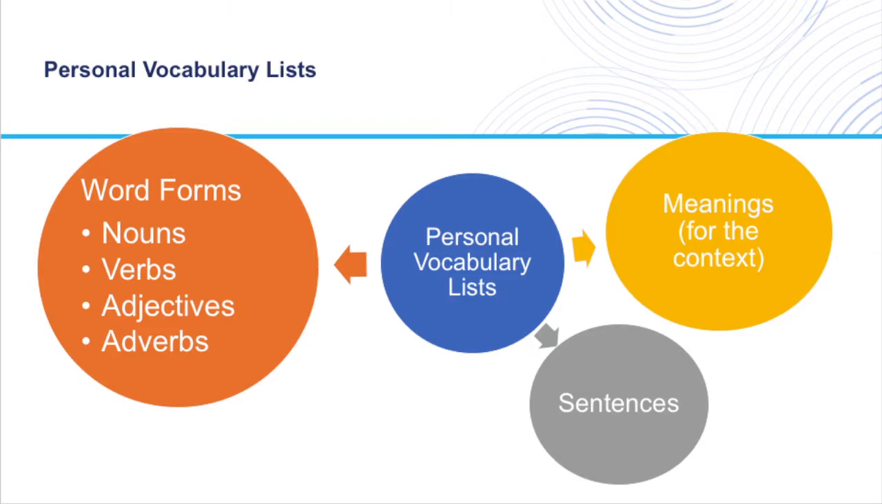You have also been developing your own personal vocabulary list. Let's think about what you have been learning. You have learned the meanings for the contexts that you were reading or listening to. You learned about the word forms. You also practiced using the words in sentences to help you remember the words better. All of these things can also help you increase your active vocabulary.